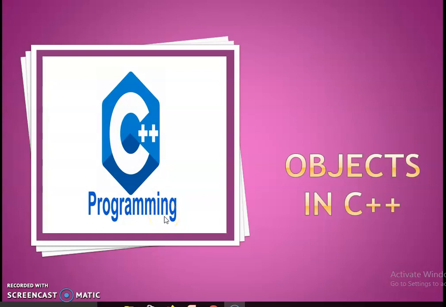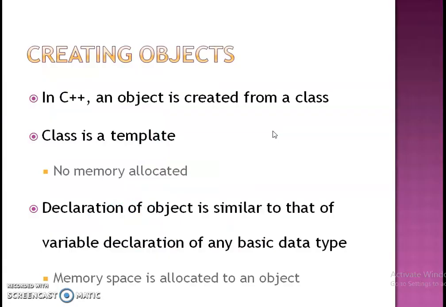Today we are going to see how to create an object in C++. Creating an object in C++ is based on the class. We are going to create the object from the class. A class is a template, so no memory is allocated for the class.